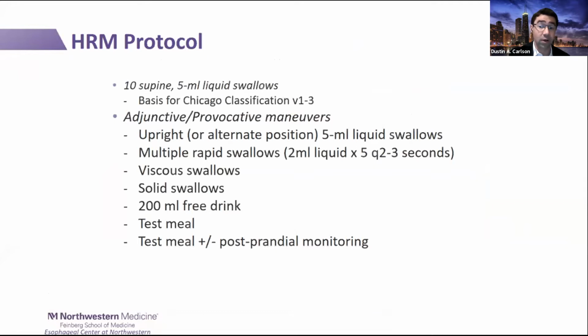So first is related to the protocol. Earlier versions of the Chicago classification were derived solely from small volume test swallows, and those are typically performed in the supine position. However, numerous other adjunctive and provocative maneuvers with high resolution manometry have been described and applied. This can involve using manometry in multiple positions, often supine and upright. This can involve a multiple rapid swallow challenge. This can involve a rapid drink challenge. And it can even involve using viscous or solid swallows, and even a solid test meal or monitoring after that meal to try to bring out and evaluate symptoms.